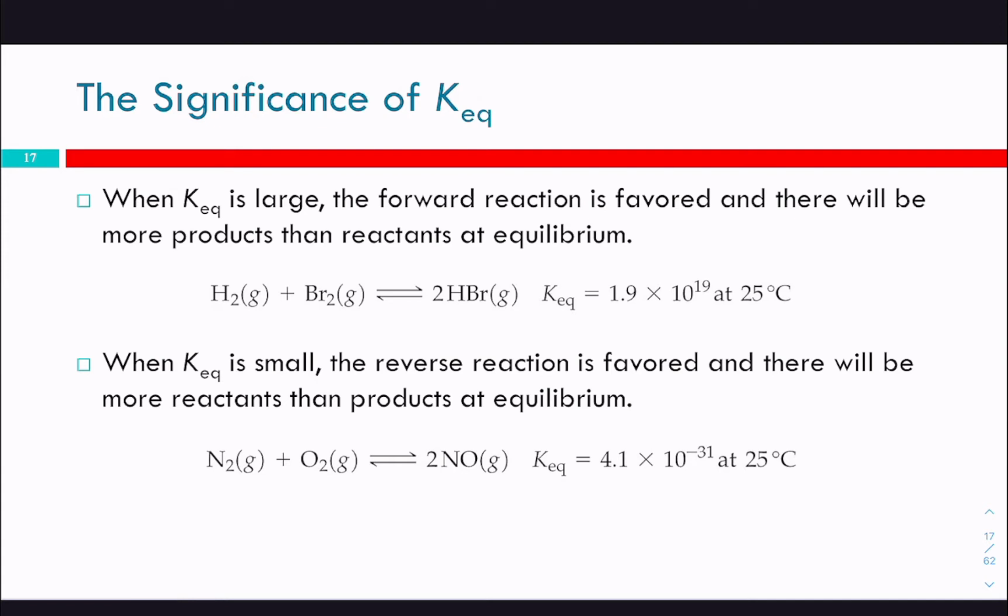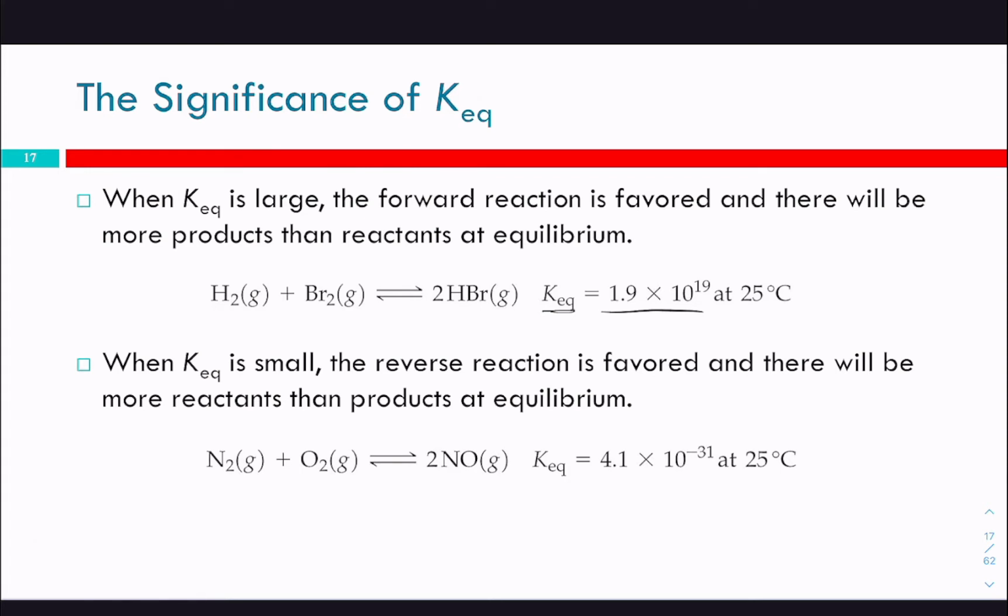So what does this tell us then about any reaction? When KEQ is large, that means that the forward reaction is favored, meaning that the forward reaction is happening a lot faster than the reverse reaction, and that we'll have more products than reactants at equilibrium. So we have something like here, KEQ is 1.9 times 10 to the 19. That means that our concentration of products is going to be much, much, much greater than the concentration of our reactants, because we'll have a big number as the concentration of the products.